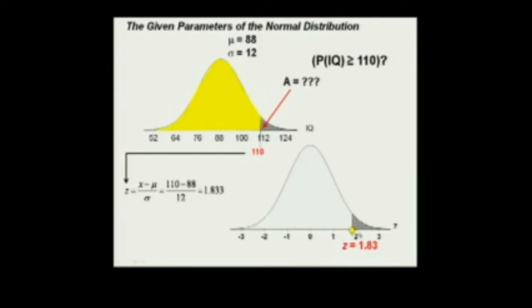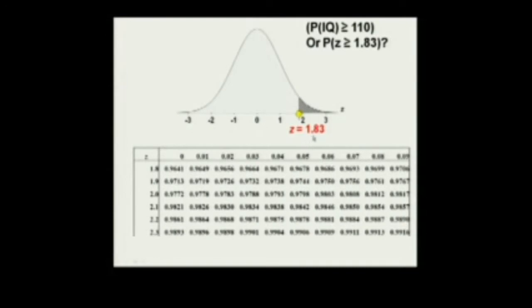And now I'm after this area here. But the normal table will not give us this area. Instead, it will give us this area. So if I go here and look at the normal table, I can see that at 1.83, which is this one here, I will have an area of 0.9664. And what does that mean? It means this entire area from minus infinity to z is 0.9664.